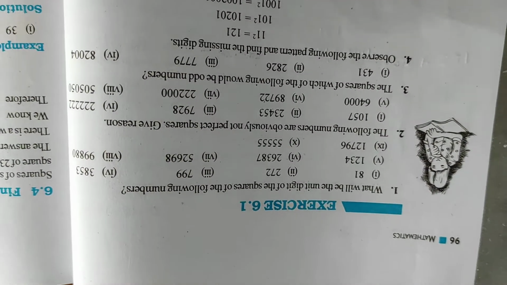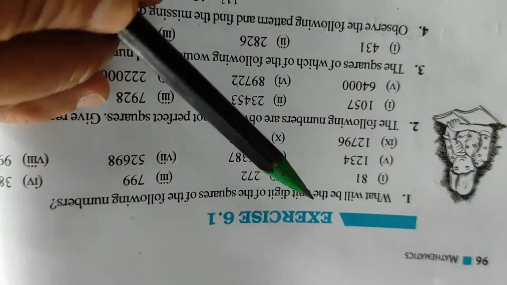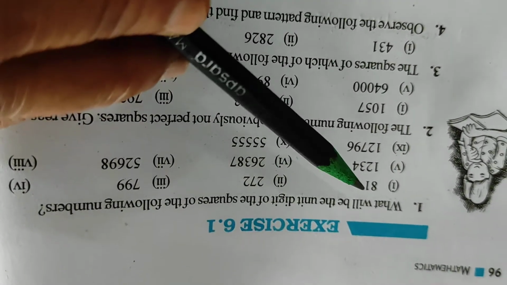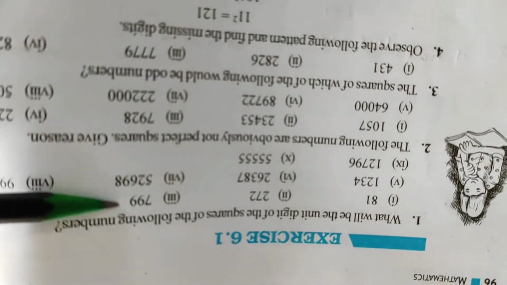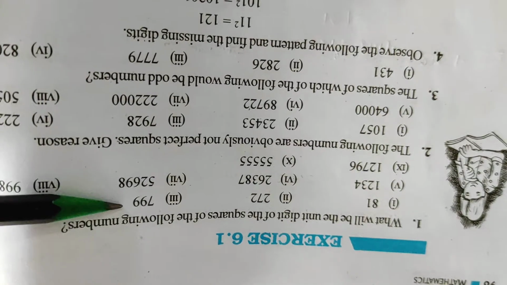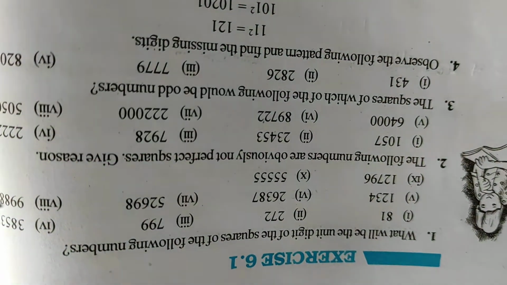Now let us start exercise 6.1. What will be the unit digit of the square of the following numbers? You can see the last digit is multiplied by itself: 1 times 1 is 1, 2 times 2 is 4, 9 times 9 is 81. So 1, 3 times 3 is 9. So in this way you can find.